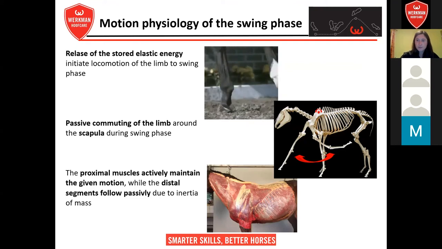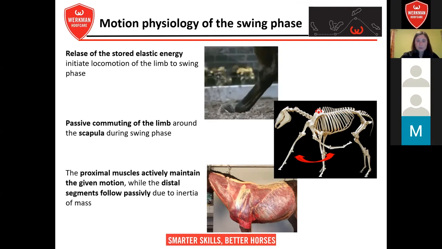And here just one comment, for example on saddle fitting. If you have a saddle that is too narrow in the shoulder, of course the rotation of the scapula, so of the shoulder, is a little bit limited, and it also affects the motion of the limb during swing phase. Sometimes horses are just not able to really have an active movement of the shoulder and the limb in swing phase.